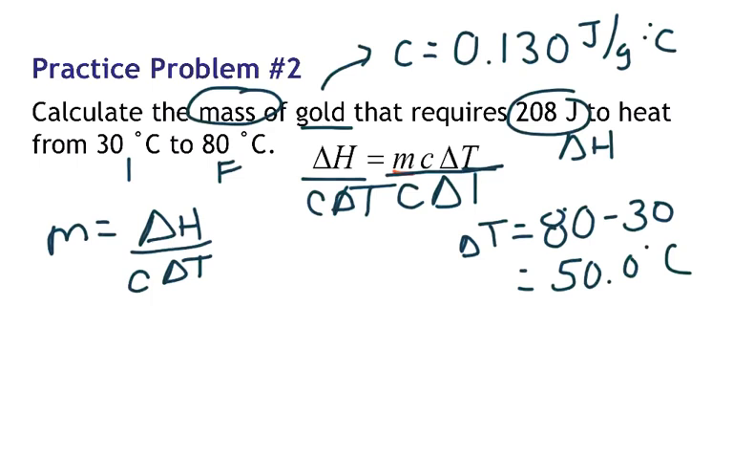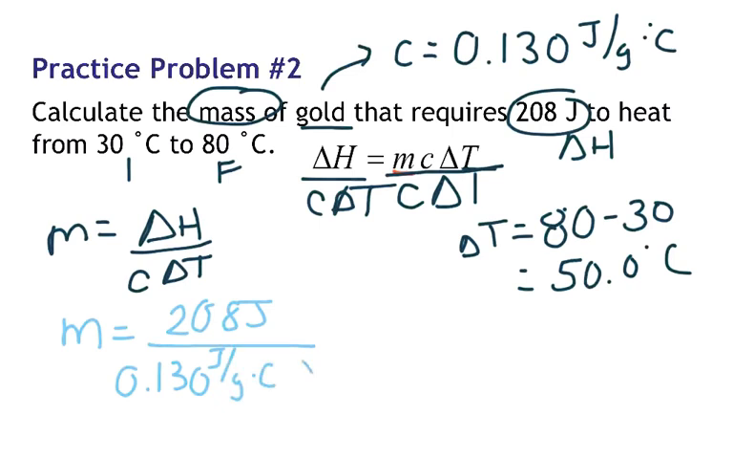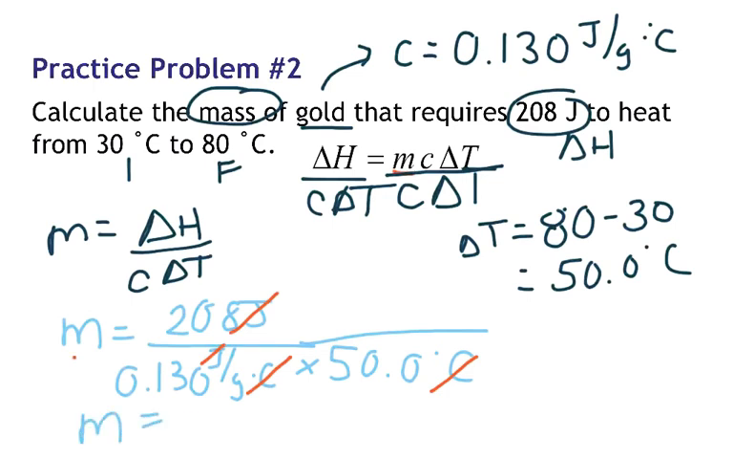I'll change my color so it's easy to follow. So for mass, I have delta H, which is 208 joules, and I'm going to divide that by my specific heat capacity, 0.130 joules over grams times degrees Celsius, times my change in temperature, which was 50 degrees Celsius. And again, if I look at my units, temperature cancels, the joules cancels, and I'm left with grams, which is good because I want mass. And if I plug that in my calculator, I will get 32 grams of gold.